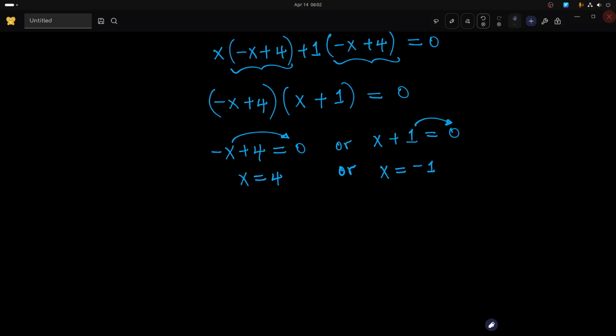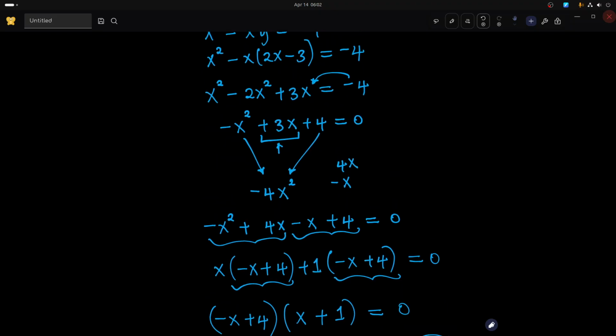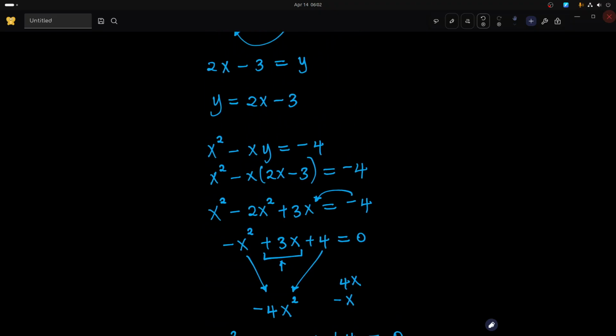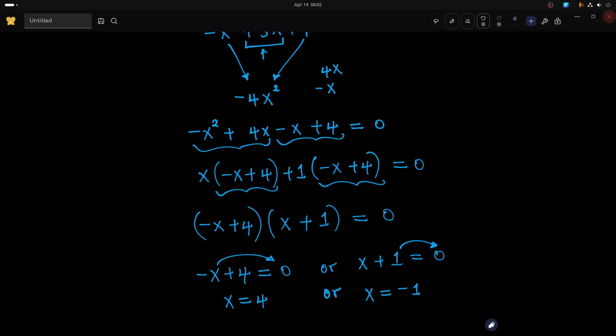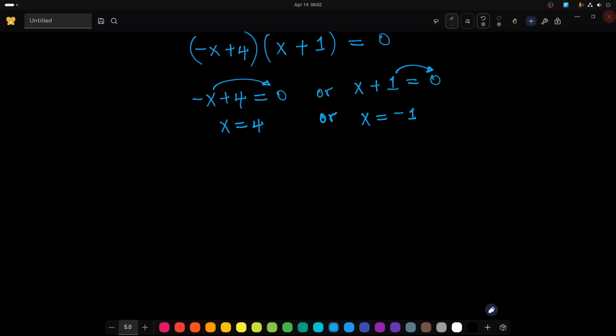But remember, we still have to find the value of y. And remember that y was 2x minus 3. So let's scroll up a bit. So y is equal to 2x minus 3. So when x is equal to 4, then y will be equal to 2 times x, which is 4, minus 3. And this is going to give us 8 minus 3, which is equal to 5.